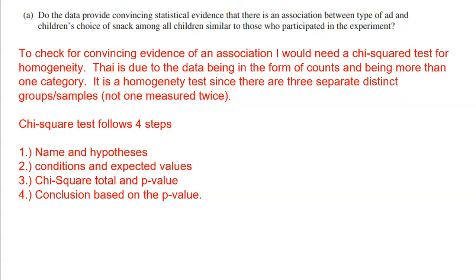Now, this is not an independence test, because an independence test is when you have one group of people that you measured twice, like you looked at their gender and their political party affiliation, and you want to see if there's an association between those 2 things.